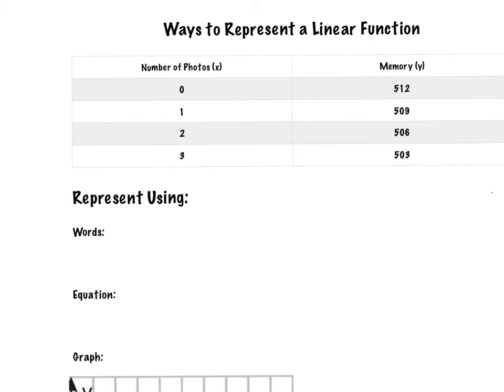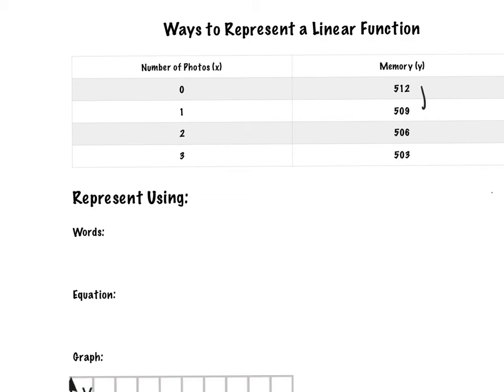Tyler, can you tell me what my dependent variable is? Memory, right? It's the other one. So now let's look at this and say what is happening here, right? So when I have 0 photos, I have 512 memory. 1 photo, I have 509.